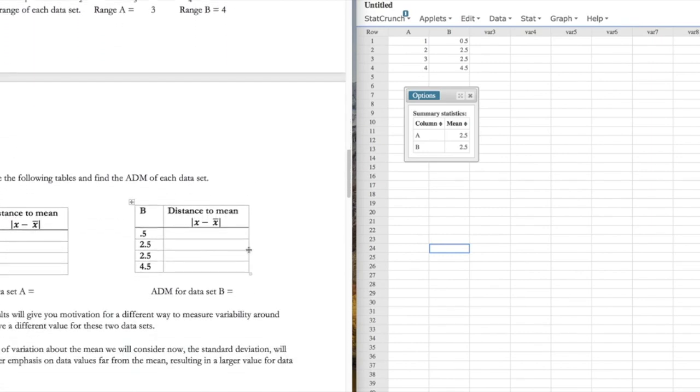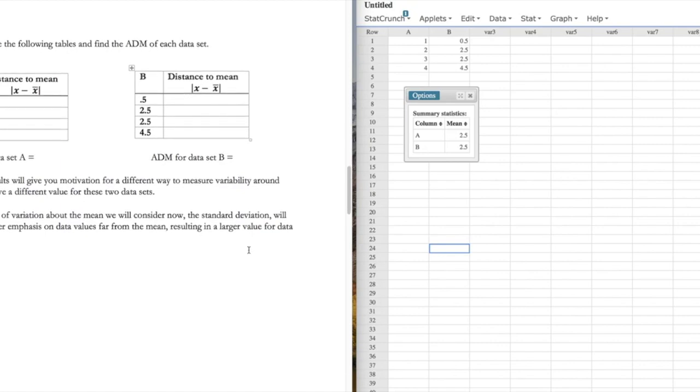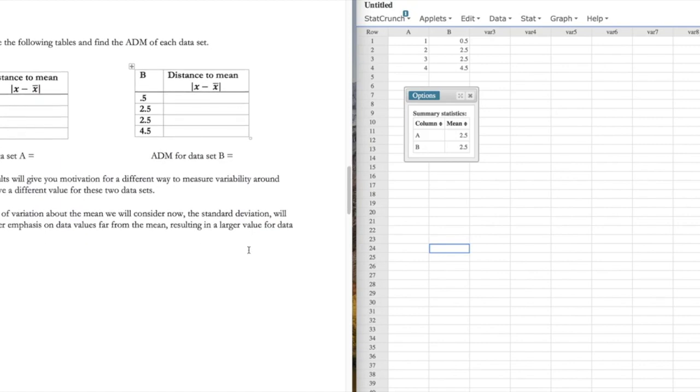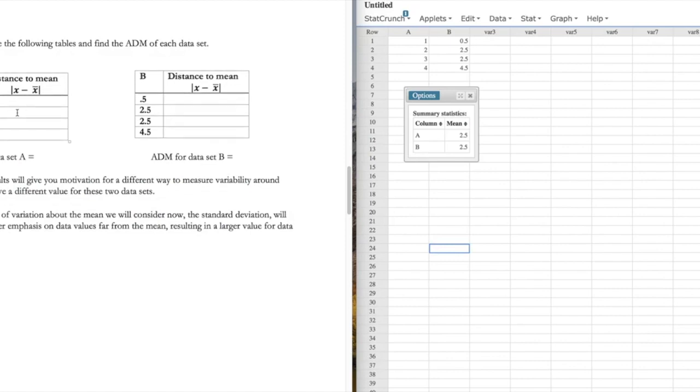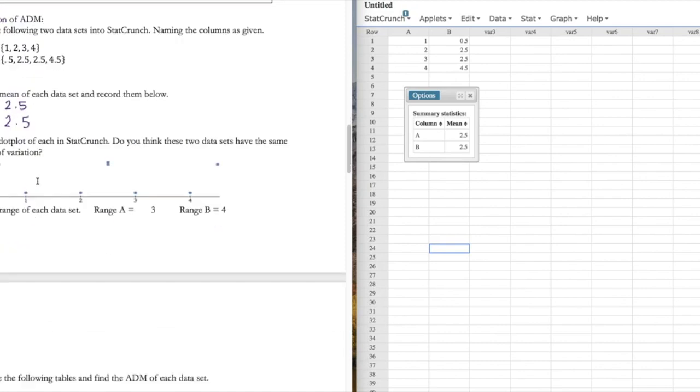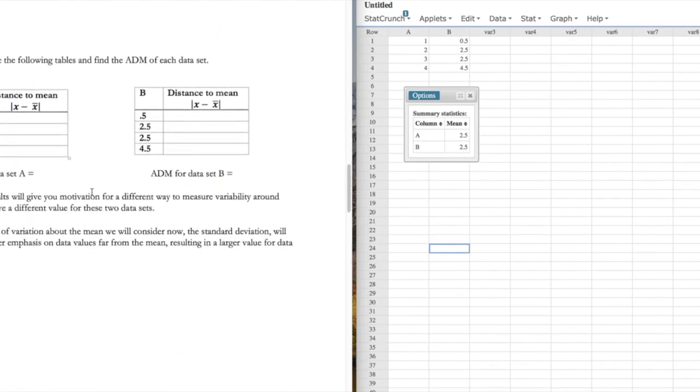Let's go ahead and see what happens when we do the ADM. So I'd like everybody to pause the video for just a moment. We've already talked about the ADM, so find the ADM for each one of these data sets. Notice this distance to the mean here, distance, so there's our absolute value that helps us in the ADM. X is our symbol for just any old piece of data, so X will be 1 in this row, and then X will be 2 in this row, so on and so forth. And remember that our X bar value is 2.5 for each one of these data sets. Okay, complete your values and then come on back.